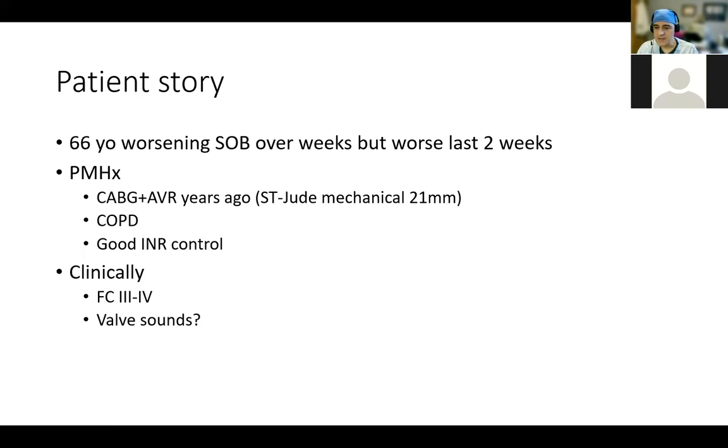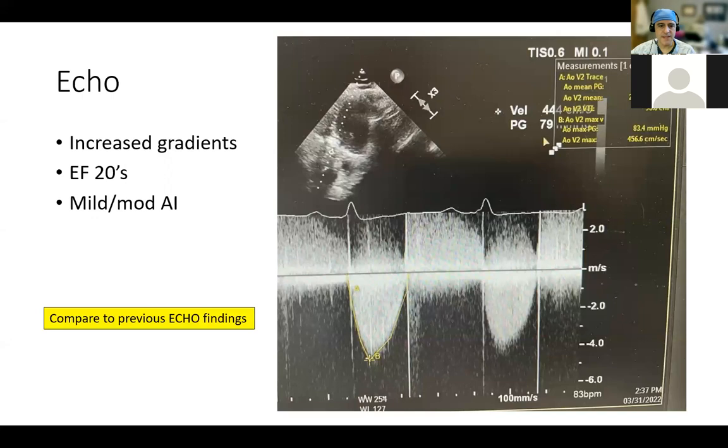And valve sounds, not having a reference of what they used to sound like, which is really what's helpful in these patients, appear to be at times potentially reasonable or reasonably crisp. So this is the first echo that was done, or one of the echoes that was done in that patient. And you can see that there are clear increased gradients on the valve. You can see the velocities are above 4 meters per second, aortic maximal gradient in the 80s.